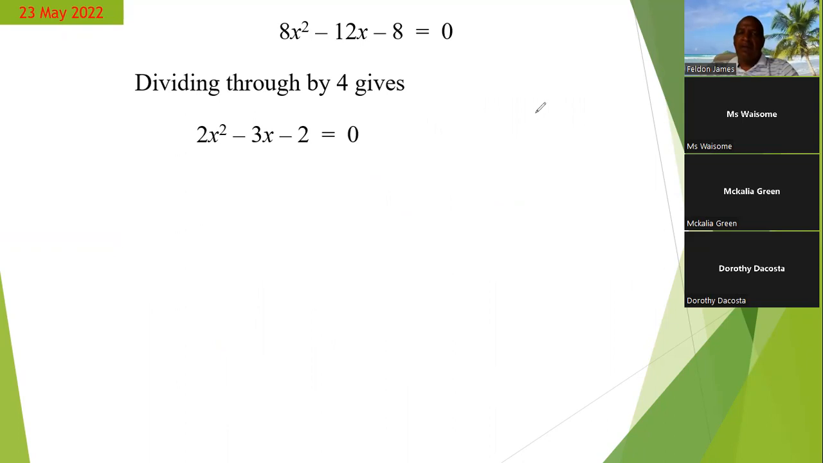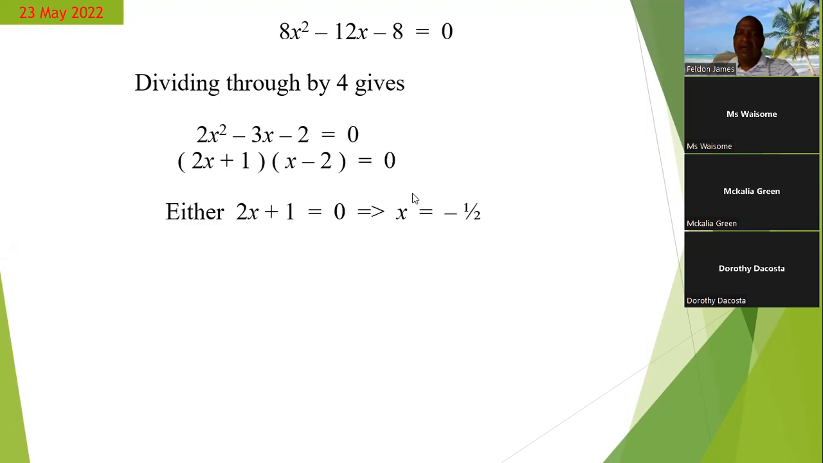And from there now, you can apply either the factorization technique to solve it, or you can use the formula. Whichever one works. In this case, you notice it can be factorized. So you factorize it and use the factorization method. So either 2x plus 1 equal to 0, which implies when you solve it, x is equal to minus a half. Or if x minus 2 equals 0, then when you solve, x is equal to 2.